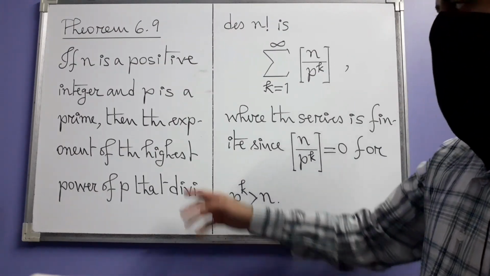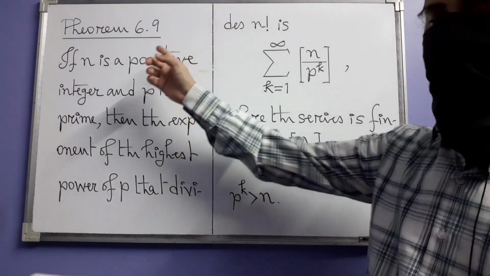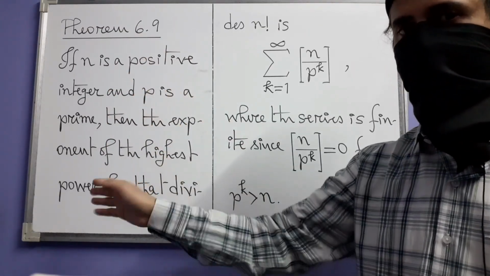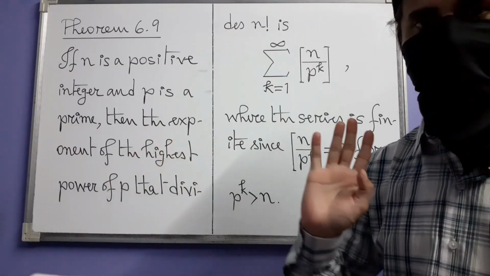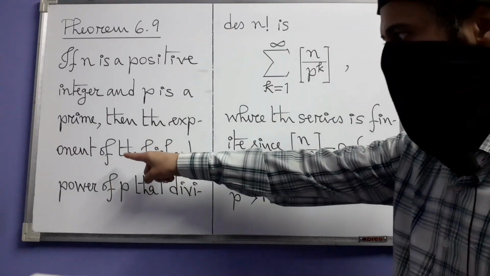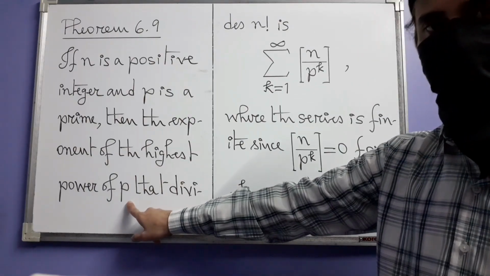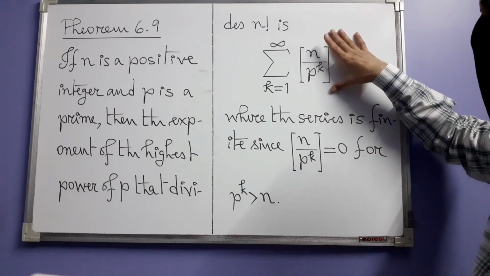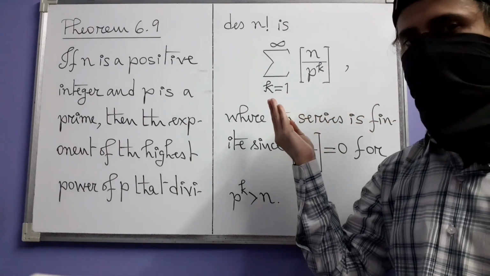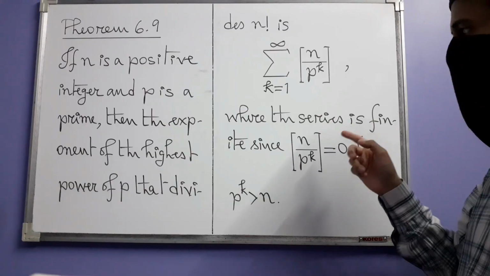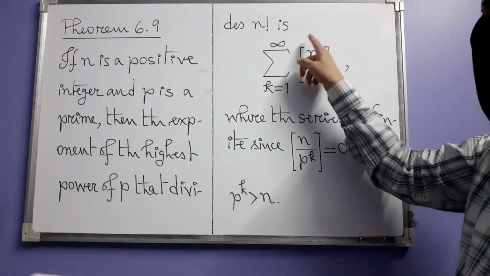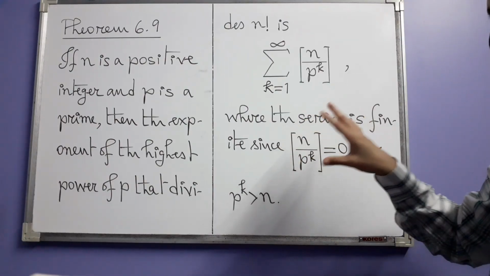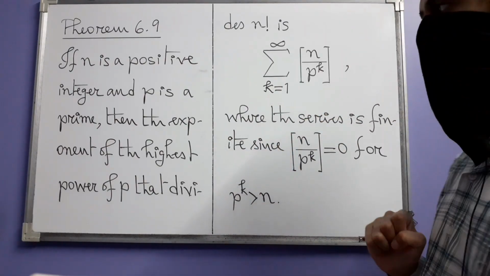Now next we have this important theorem, theorem 6.9. It says that, say n is a positive integer and p is prime, any positive integer and any prime, then the exponent of the highest power of p that would divide n factorial is this. You see that this is an infinite series, but actually this is a finite series because the terms eventually become 0. Let us closely look at the statement once more.